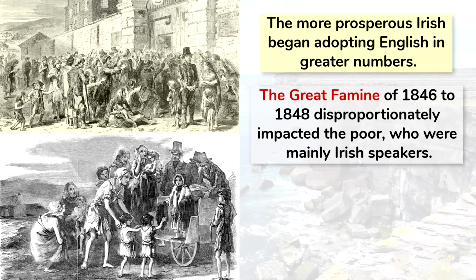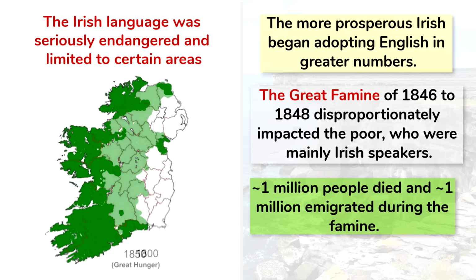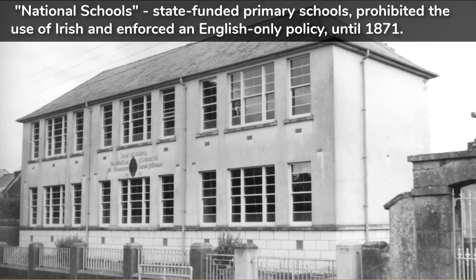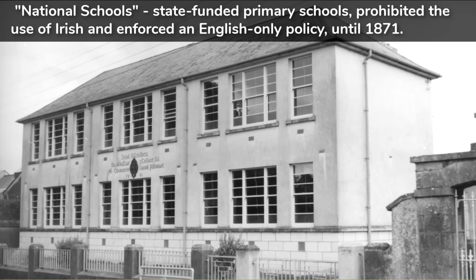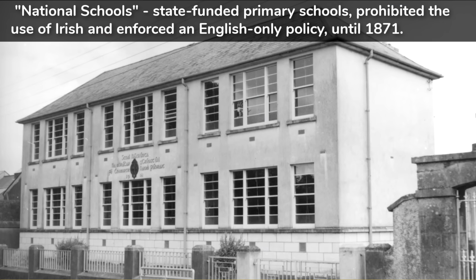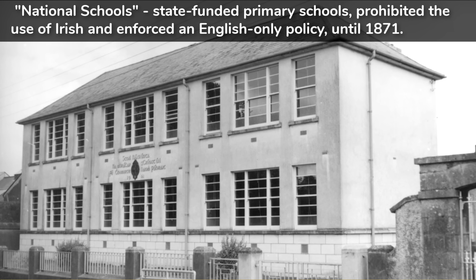Then, the Great Famine of 1846 to 1848 disproportionately impacted the poor, who were mainly Irish speakers. Around 1 million people died, and around 1 million emigrated during the famine. The Irish language became seriously endangered and limited to certain areas, most of them isolated rural areas. Another factor in the decline of Irish was the introduction of national schools, state-funded primary schools which prohibited the use of Irish and enforced an English-only policy until 1871.